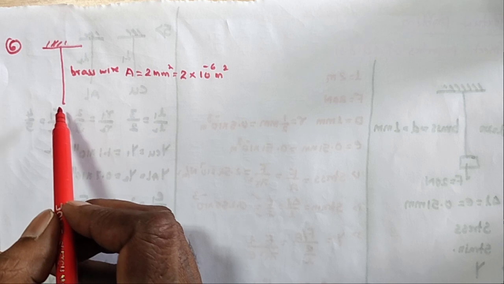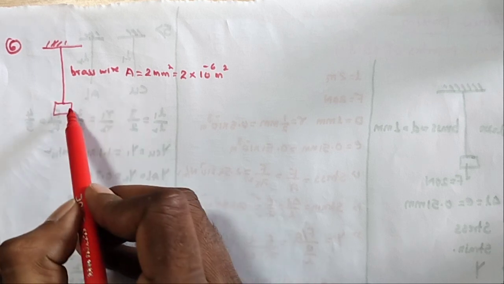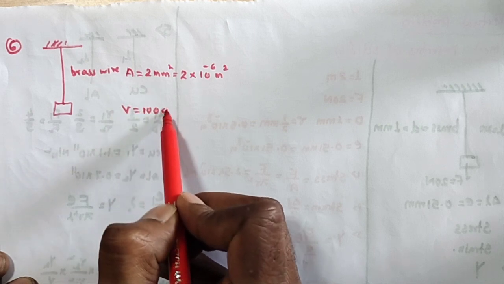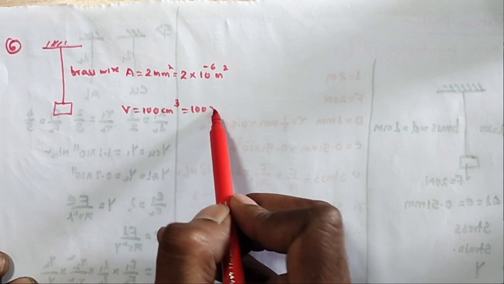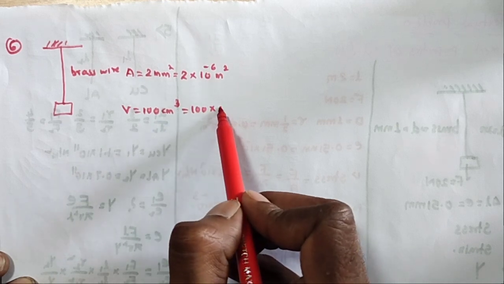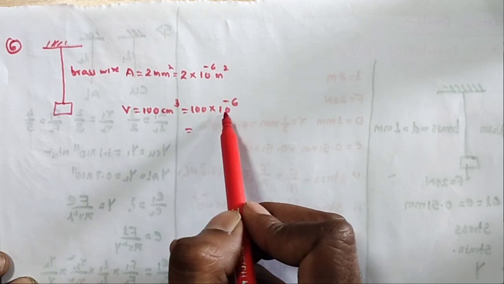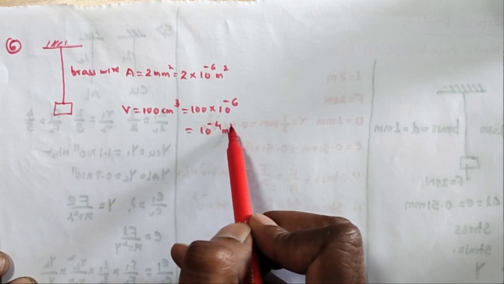The body volume is given. Here I am taking one body, right? What is the volume of the body? Volume of the body is 100 centimeter cube. So calculate in meters: 100 into 1 centimeter, 10 power minus 2, that is 10 power minus 6. Finally 100 into 10 power minus 6, that is 10 power minus 4 meter cube.